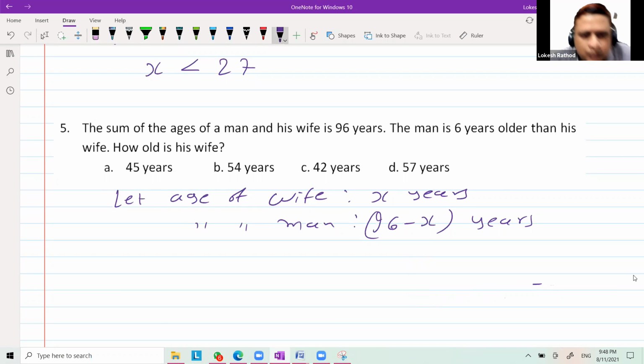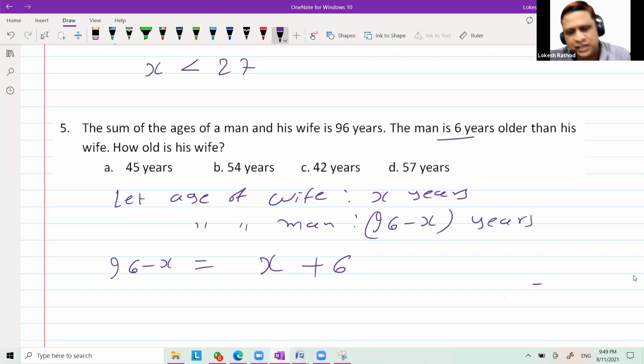Now, the other condition. What is the other condition? Man means 96 minus X is equal to 6 years older than his wife. So his wife is X. Are you getting this? Man is 96 minus X. 6 years older means his age is 6 years more than his wife X. Okay, so there is one equation.